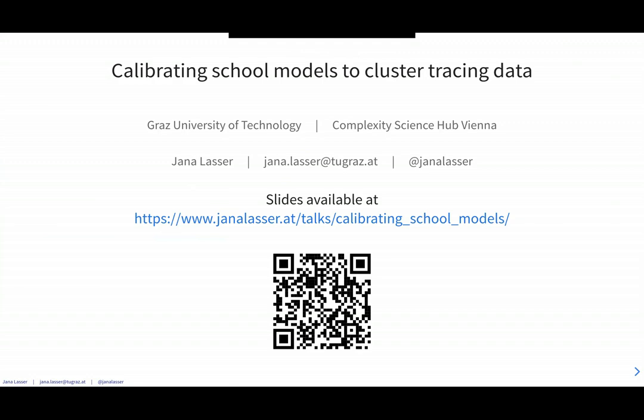I'm actually quite happy about the preceding talk because it introduced many of the concepts that I will also need in my talk, so I can be a bit quicker there. So my talk will be specifically about calibrating school models, such as the one we just saw, to cluster tracing data to make sure that our models reflect reality as closely as possible.